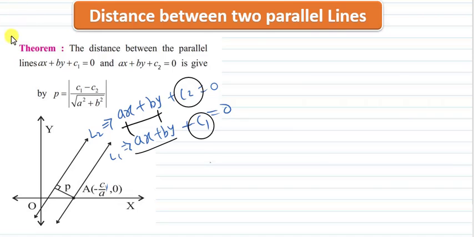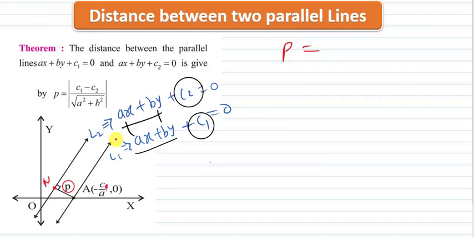Now, let's suppose this line 1 is intersecting the x-axis, making x-intercept as minus c1 by a. We know how to find it: just put y as 0, you will get the x-intercept. So it is minus c1 upon a. And let's suppose I am finding the distance between these two lines from point A. If I draw a perpendicular from point A to line 2, let's suppose it is at point N. This length AN is denoted by P. So P will be my distance between these two parallel lines, L1 and L2.